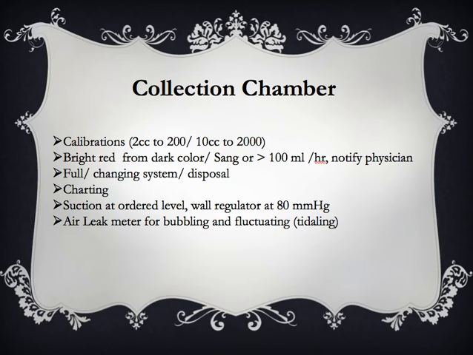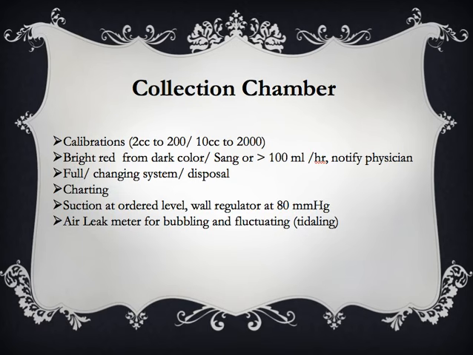When the collection chamber is full, there's no need to try to drain it or empty it. We simply change it with a new one and dispose of it in the biohazard. We want to make sure that we're documenting the amount of drainage in our collection chamber on our ins and outs every shift, that the suction is set at the ordered level, and that our wall regulator is set at a minimum of 80 millimeters of mercury pressure. If you have that orange bellow expanded, that tells us that the suction is working. If it isn't all the way expanded, you can increase your wall regulator suction so that the bellow expands appropriately.